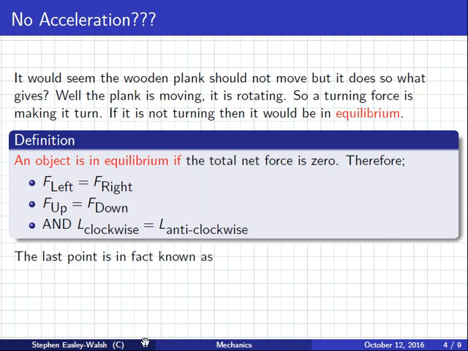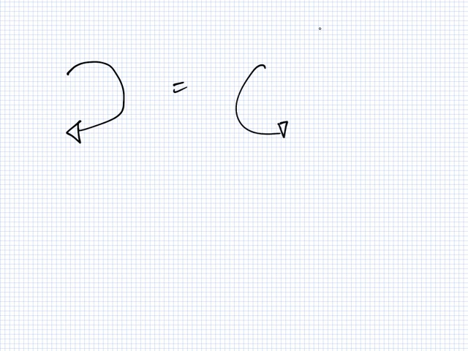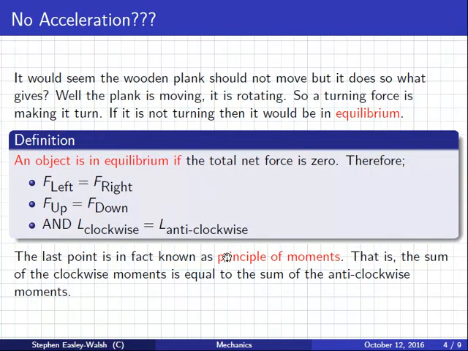Continue now. So, the last point is actually known as the principle of moments. That is, the clockwise moments equals the anti-clockwise moments. And in fact, I think that's important enough to write down. So, if you have this turning force, it should equal this turning force if it's in equilibrium, if it's balanced. This is called the principle of moments, meaning simply the clockwise equals the anti-clockwise turning force.